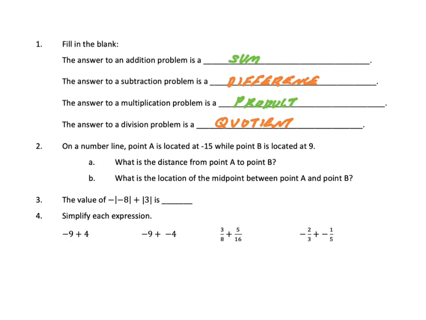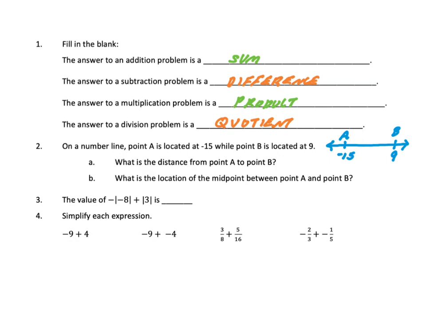Number 2, on a number line, point A is located at negative 15 while point B is located at 9. Let's go ahead and draw a picture off to the side of what that looks like. So on a number line, we have negative 15 and 9. And when we label things in math, we can label with a letter. This is A, and above 9, we're going to put the B. What is the distance from point A to point B?